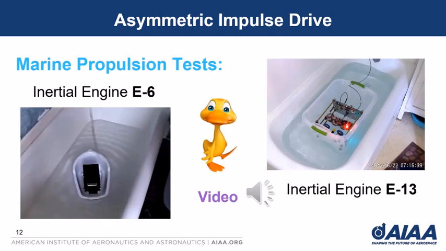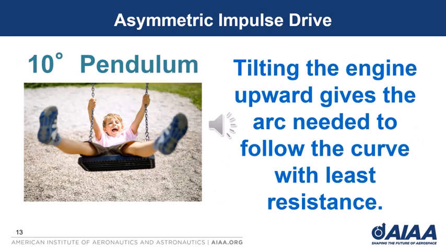Marine propulsion test. At left is engine E6, an earlier prototype. To the right is our present engine with several improvements. The 10-degree pendulum test. Tilting the engine upward gives the arc needed to follow the curve with least resistance.